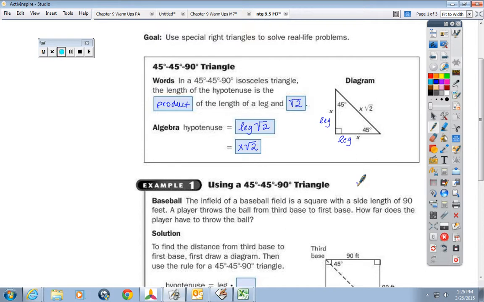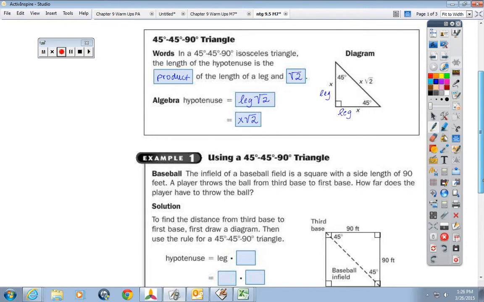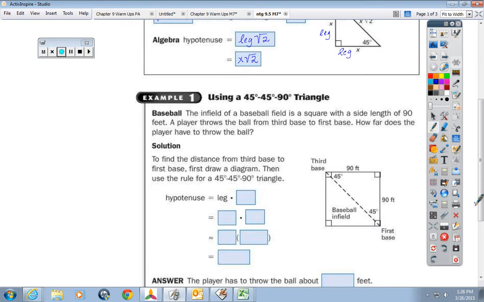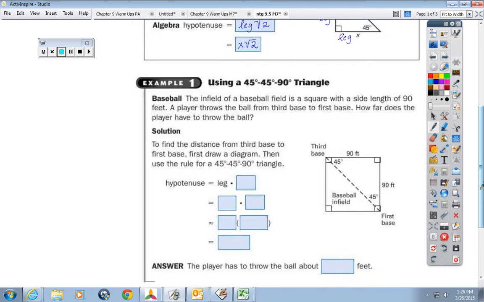Baseball. The infield of a baseball field is a square with a side length of 90 feet, right? Because from home to first is 90 feet, and in between each base is 90 feet. For softball, it's 60. And it's a square, but we refer to it as a diamond because it's slanted, it's turned. So a player throws the ball from third base. Where's home plate here? So here's home plate. They're saying the player throws the ball from third base to first base, so all the way across the field. Or you could say the player throws from home to second, trying to pick somebody off, right? So either way you look at it, how far does the player have to throw the ball?